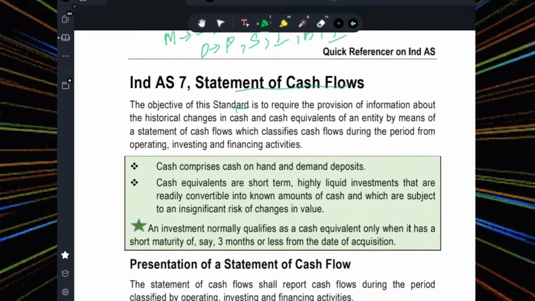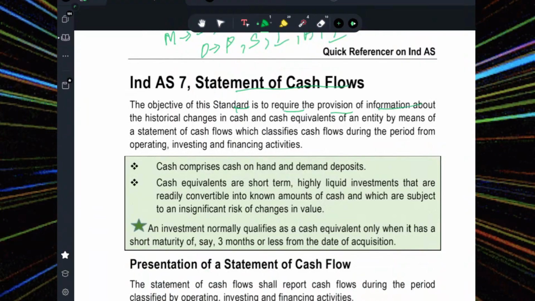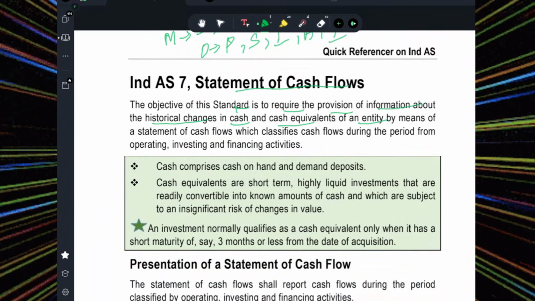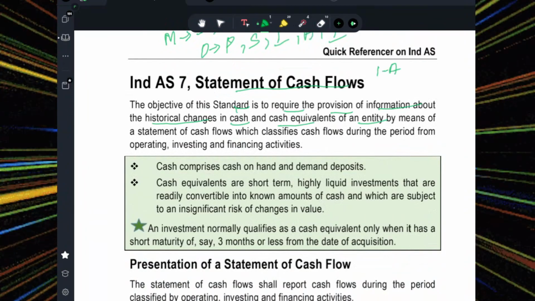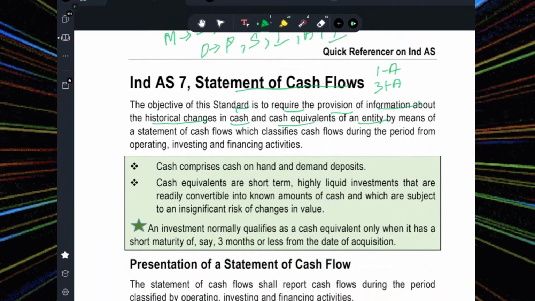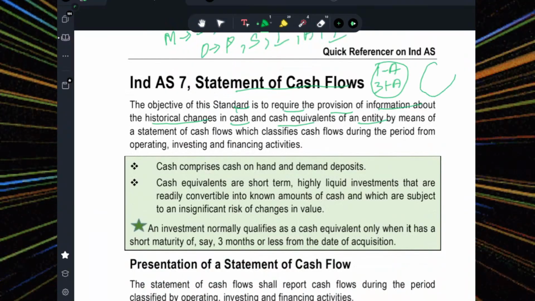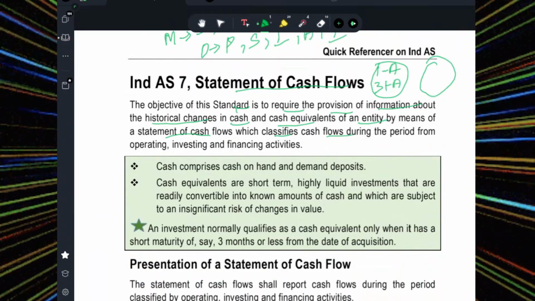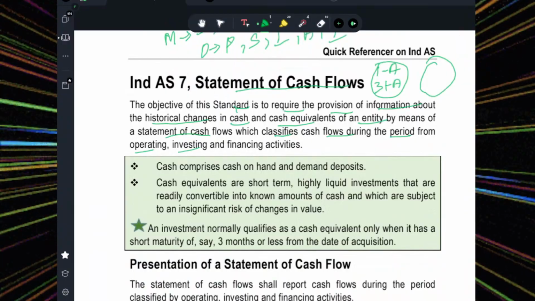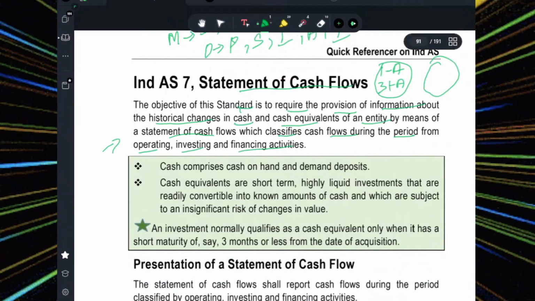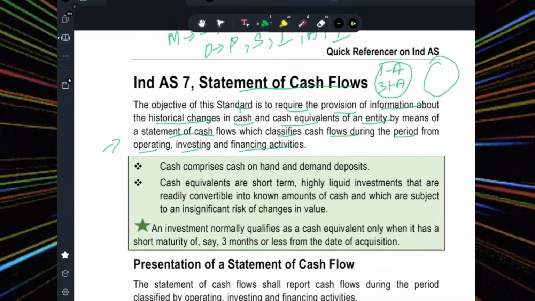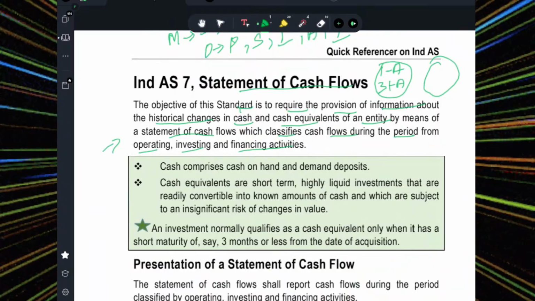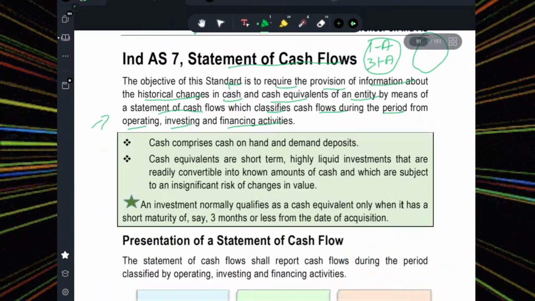The objective of the standard is to require the provision of information about the historical changes in cash and cash equivalents of the entity. Historic cash means from 1st April to 31st March, and not only this period, the previous period also. We should compare both. The statement of cash flow classifies the cash flow during the period into operating, investing, and financing activity. Operating is the business, what I do. Investing, I invest in some things. Financing activities: interest income, cash, bank loan, these are the things.